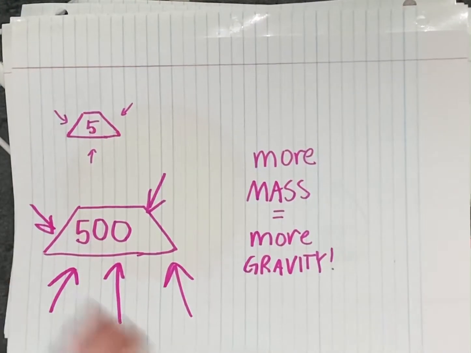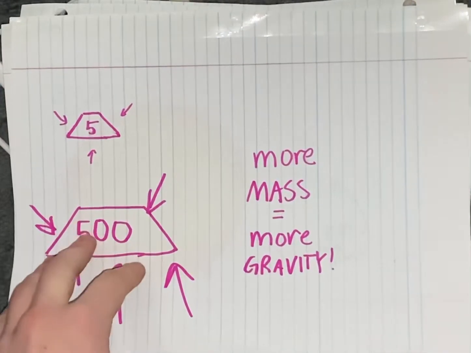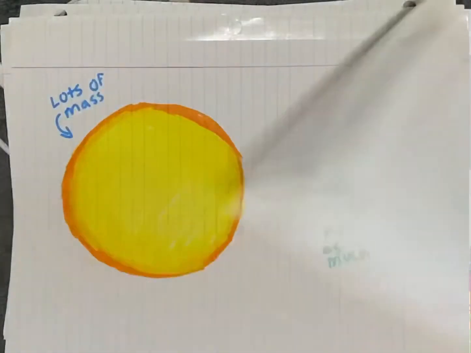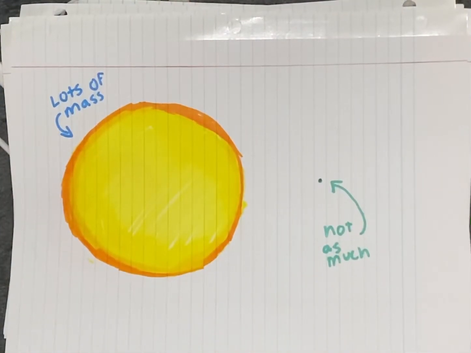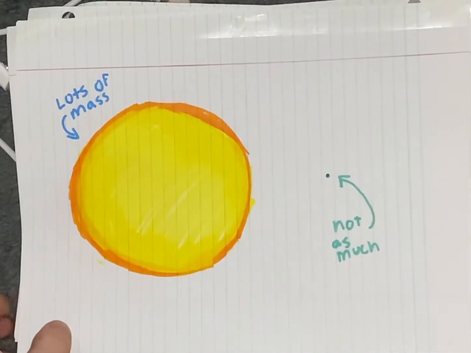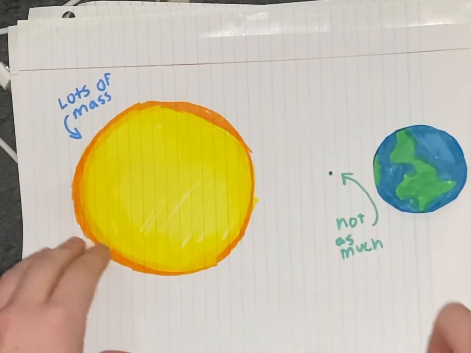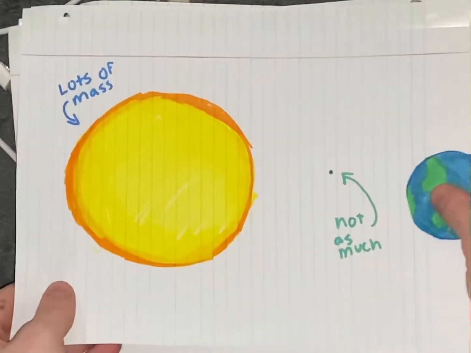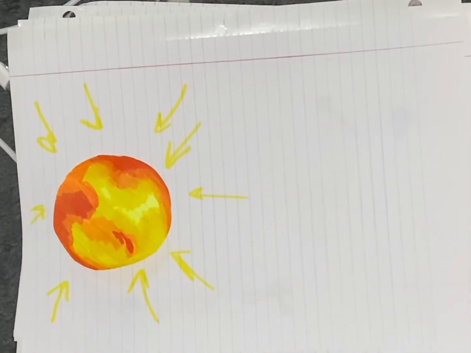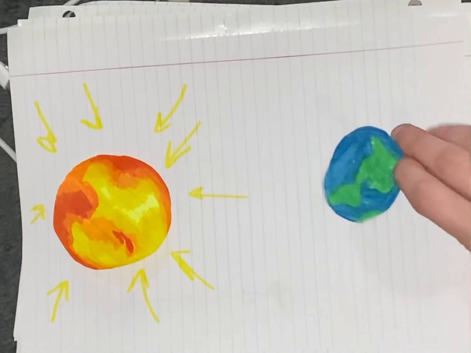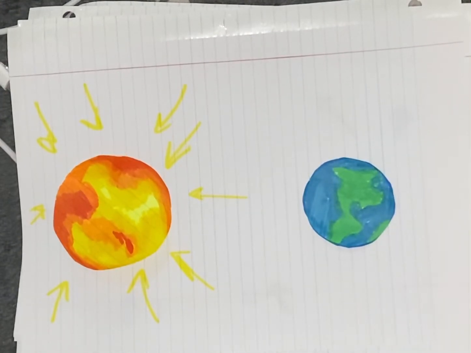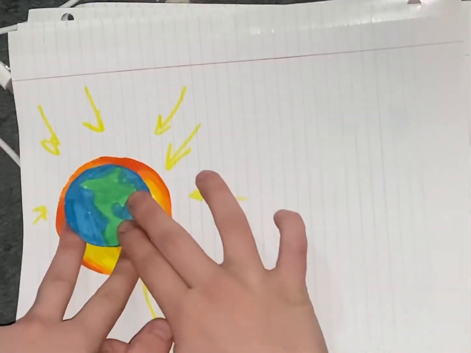Next, every object that has mass has gravity, and more mass means more gravitational pull towards that object. The sun is massive, and if I were to draw it to scale, it would be this big. For our purposes, I'm not going to make the sun to scale. If we put an unmoving Earth next to the sun, it would be gravitationally pulled towards it.